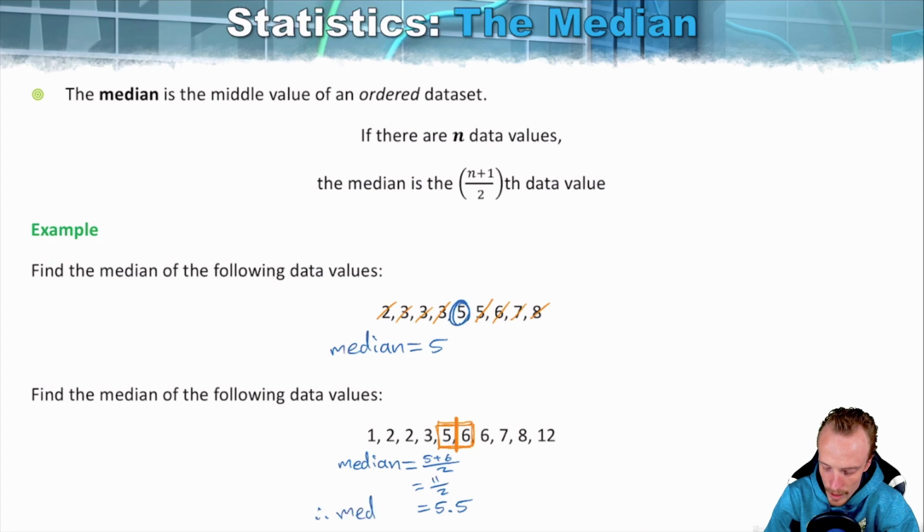So that's what you need to do if you have an even number of data values. You get the two numbers that are either side of where the true middle is, add them together and divide by 2, and you'll find the median of it.